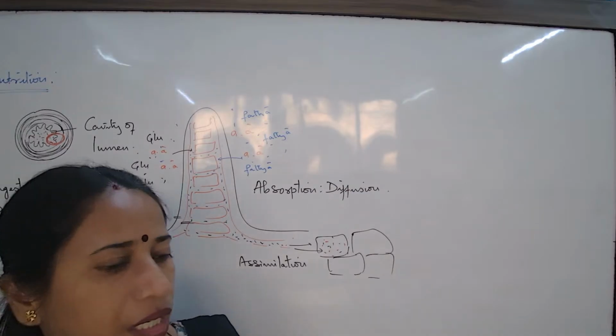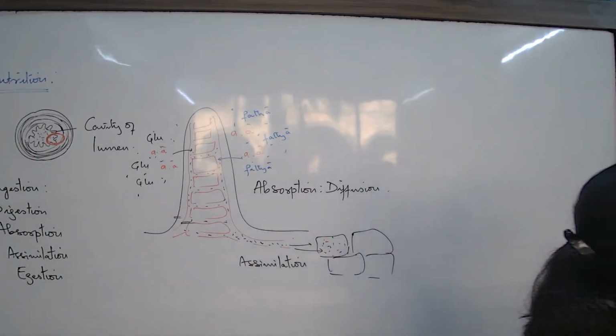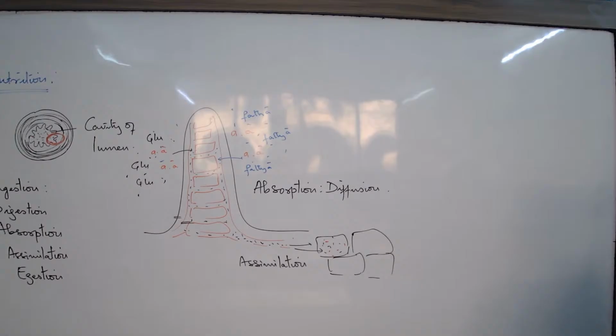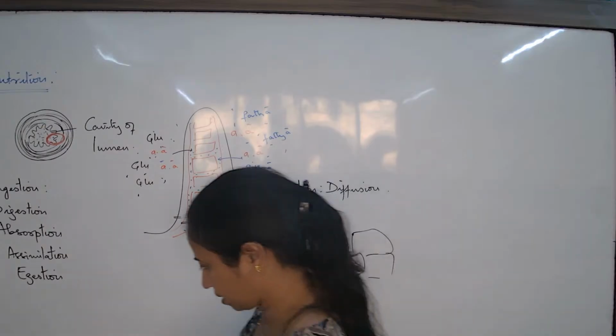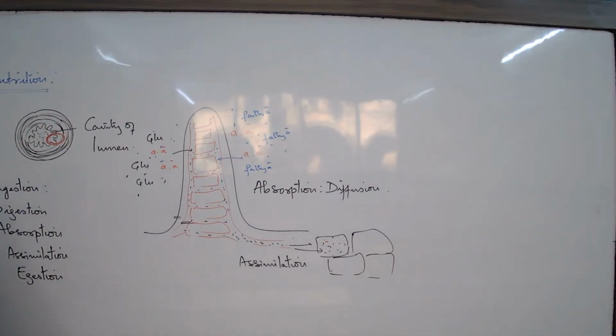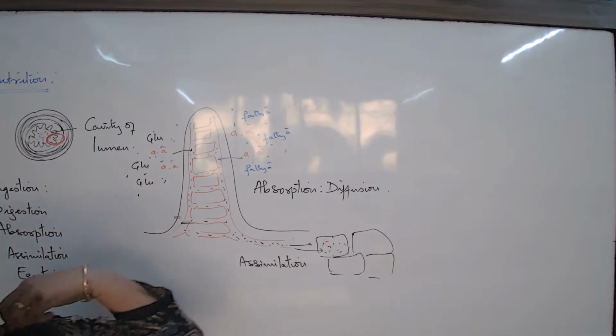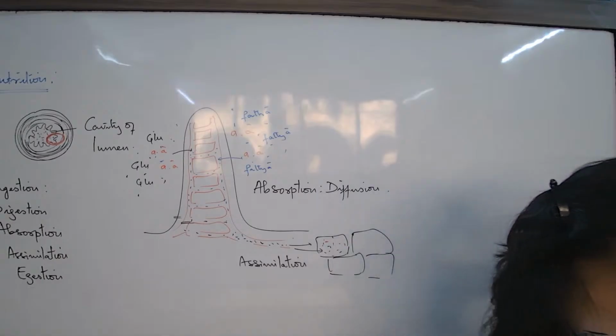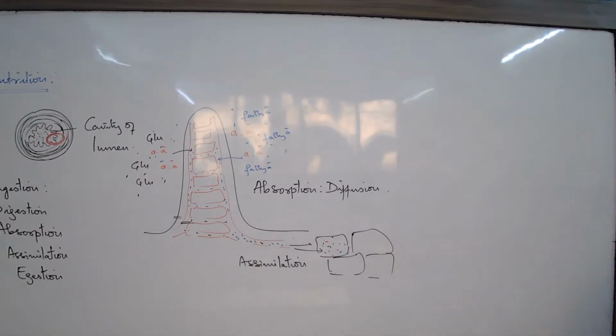Name the parts of the alimentary canal where fat digestion takes place. One line for the answer. Number 4.